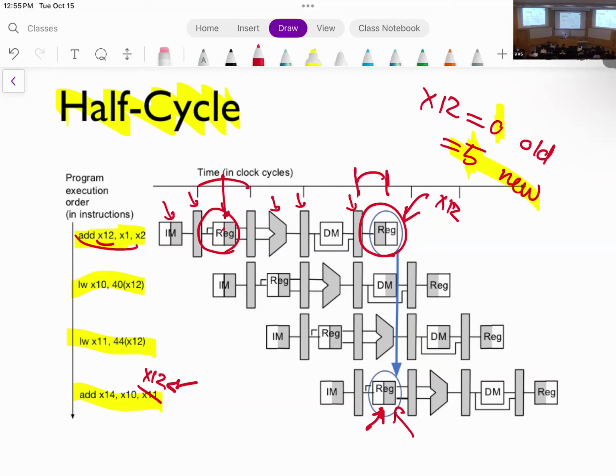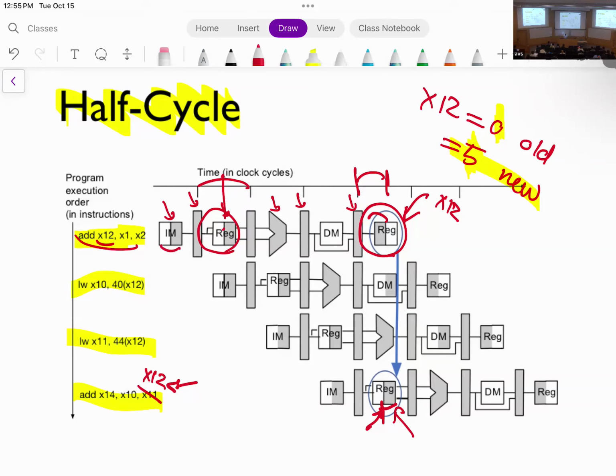So essentially, we always guarantee that the write happens in the first half of the cycle, and the reads happen in the second half of the cycle. This way, at the end of the cycle, we always get the updated value, right? In between, we might get different values, but always in the end, that's when it matters, we get the correct value, okay? This is the idea of what we call half cycle.